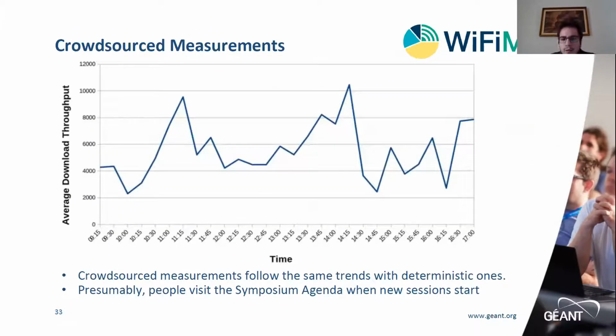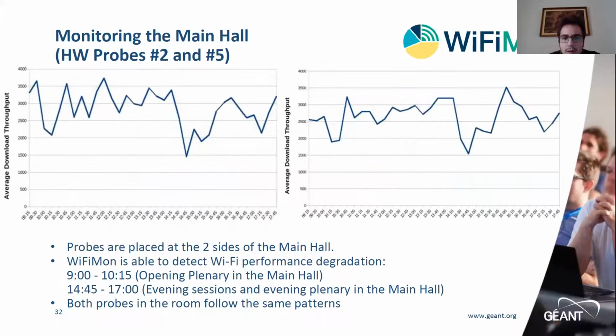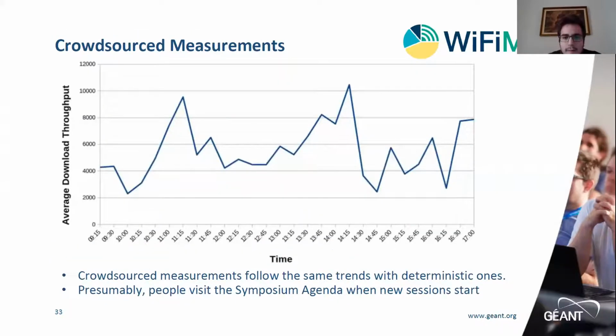And these are the crowdsourced measurements. If you compare them with the previous slide, I should have used them together. Sorry. You can see that the crowdsourced measurements, the measurements obtained from the end users, follow the same patterns as the deterministic ones.